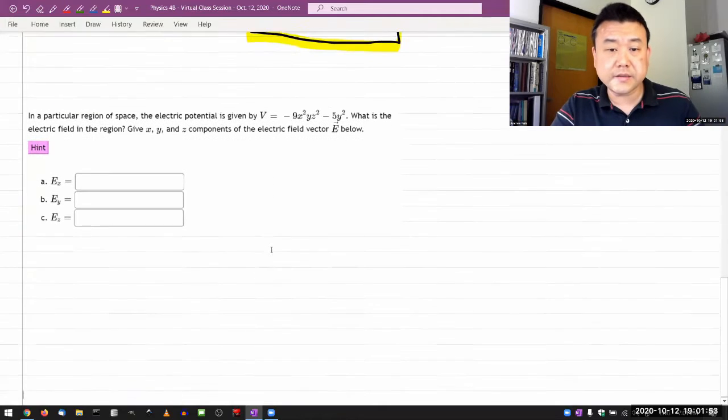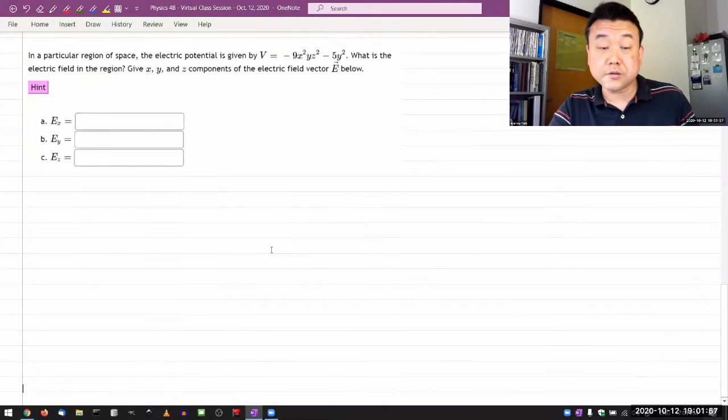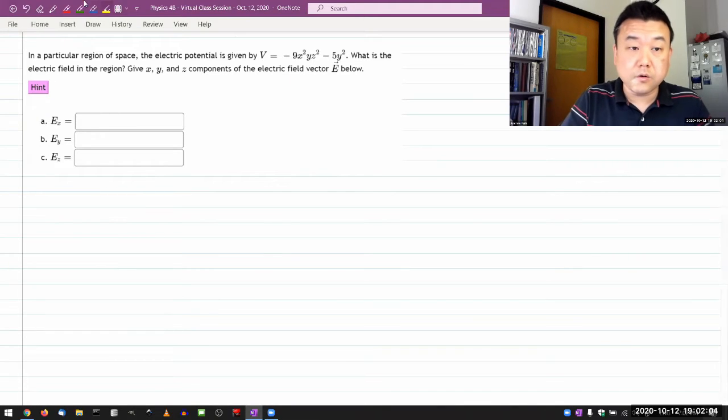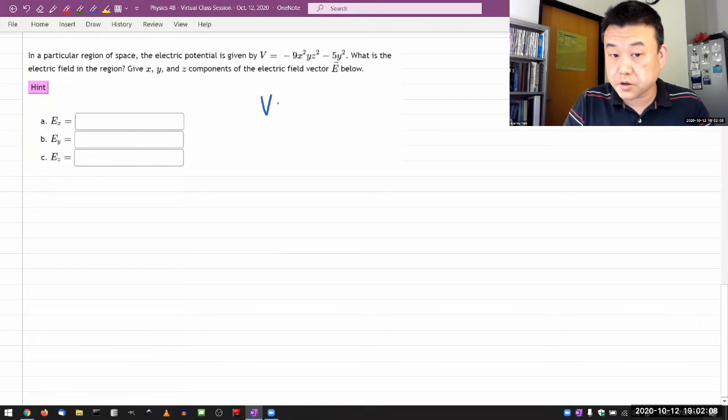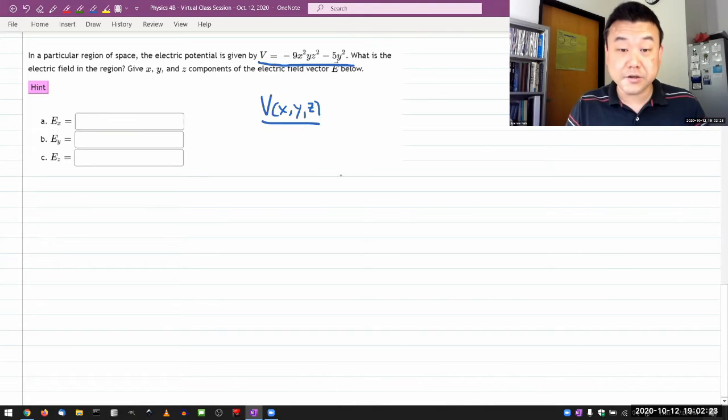The reason is that a fully specified electric potential also fully specifies the electric field. And this is an illustration of that. So what this question gives you is electric potential as a function of x, y, and z, the three-dimensional variables. It says in a particular region of space, the electric potential is given by this particular function. What is the electric field in the region?